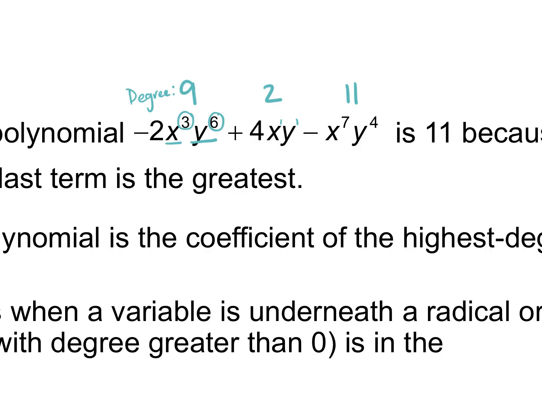The last one. We've got 3 terms here. 1, 2, 3. So the one with the highest degree would be -x to the 7th power times y to the 4th power. The next highest degree would be -2x to the 3rd power, y to the 6th, then plus 4xy.